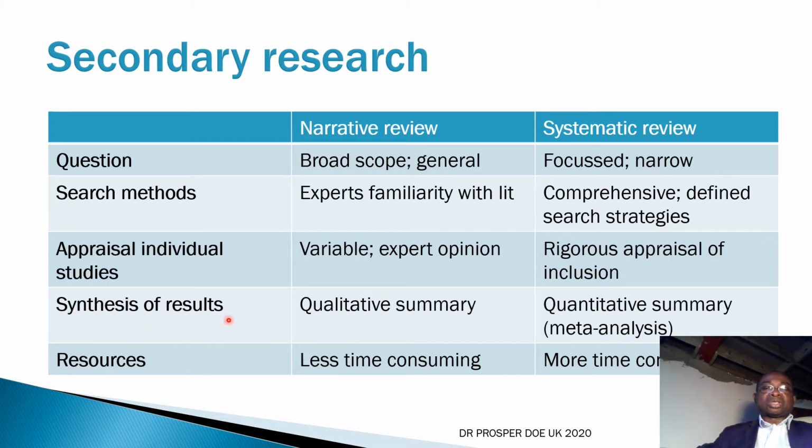Synthesis of results in a narrative review is usually a qualitative summary, but in a systematic review it is a quantitative summary, and in meta-analysis especially, they are statistical methods. The resources are less time-consuming in a narrative review and more time-consuming in a meta-analysis or systematic review.